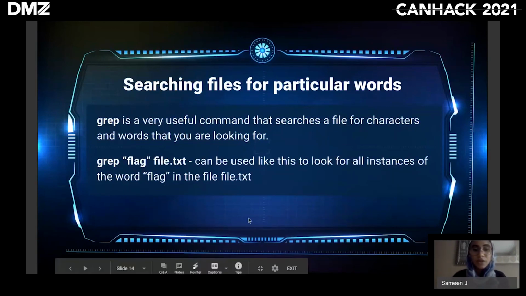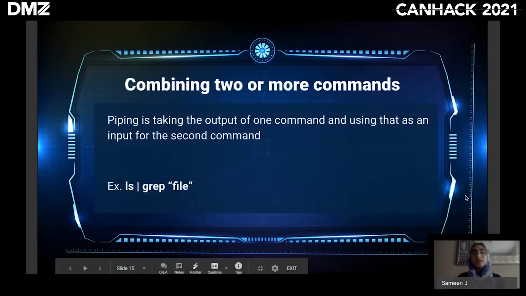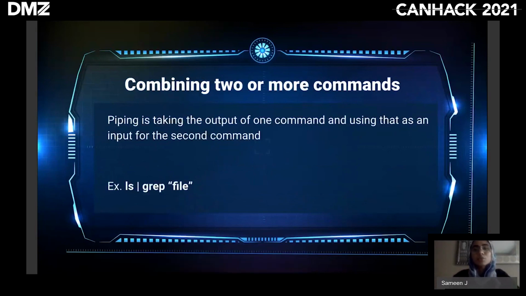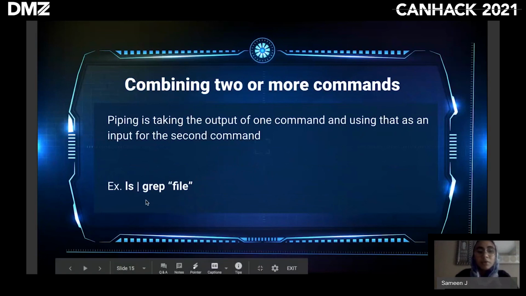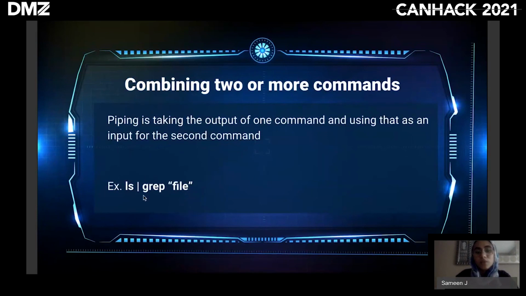So we are going to move on. Now this is where Linux is super powerful. The command line in Linux is super powerful when you can combine two or more commands, and it's called piping. Piping takes the output of one command and uses that as an input for the second command. For example, ls pipe grep file. What would happen here is it would list all the files, but grep for the word file, so it would list all of the files and directories which contain the word file.